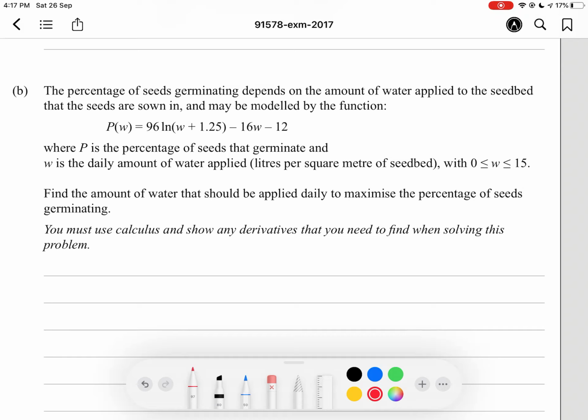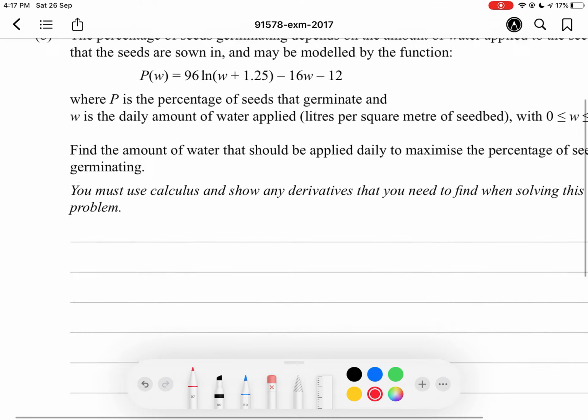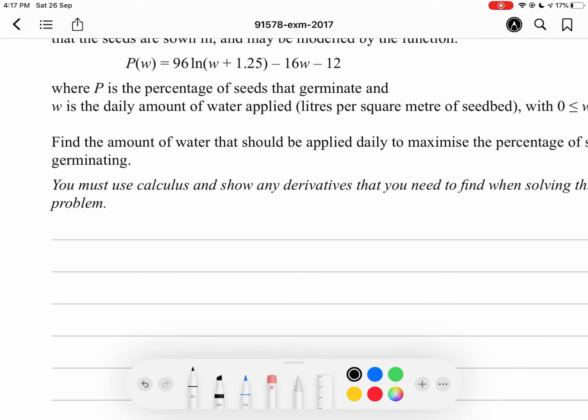So whenever we see maximize or minimize, we know we have to differentiate and make it equal to 0, because at the maximum or minimum, the turning point is a stationary point, and therefore the gradient is equal to 0. Therefore, you make the gradient function equal to 0. So we just need to differentiate this function. That's the first thing we need to be doing.